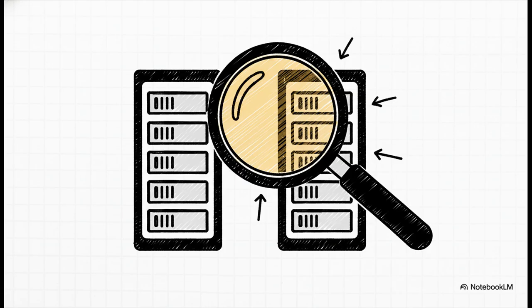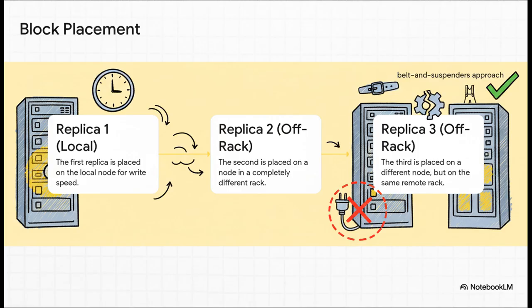HDFS actually understands the physical layout of the computers in the data center, the server racks. And it uses that knowledge to make the system even more resilient. This is just a brilliant design for fault tolerance. Okay, look, the first copy is local. That's for speed. The second copy goes to a totally different rack.